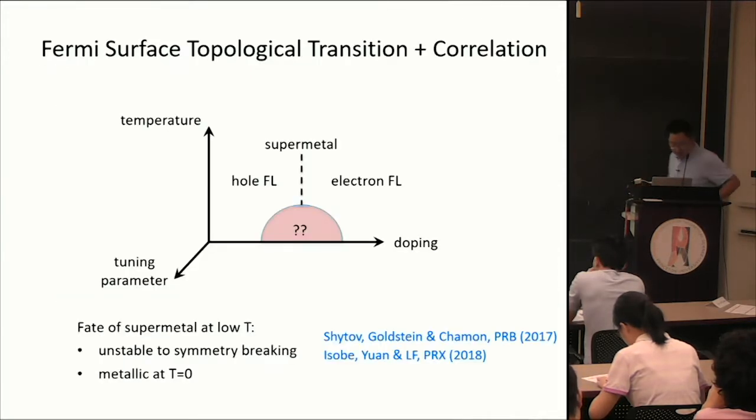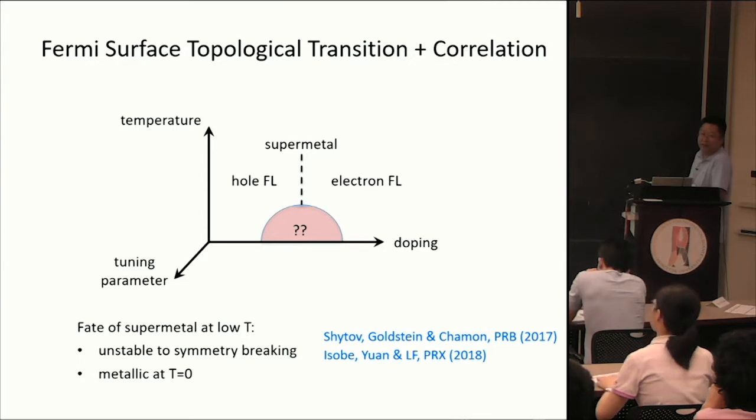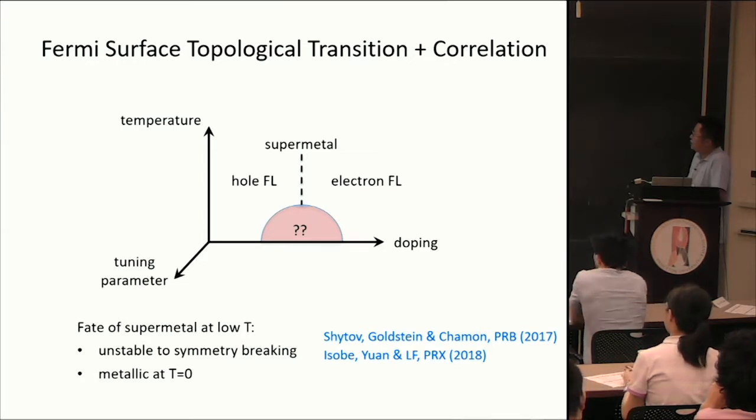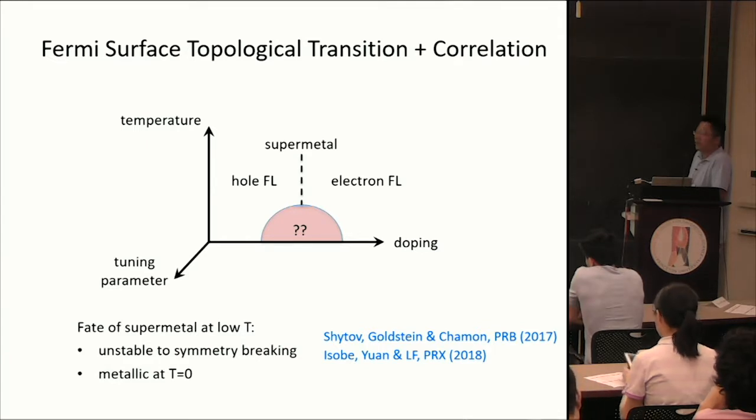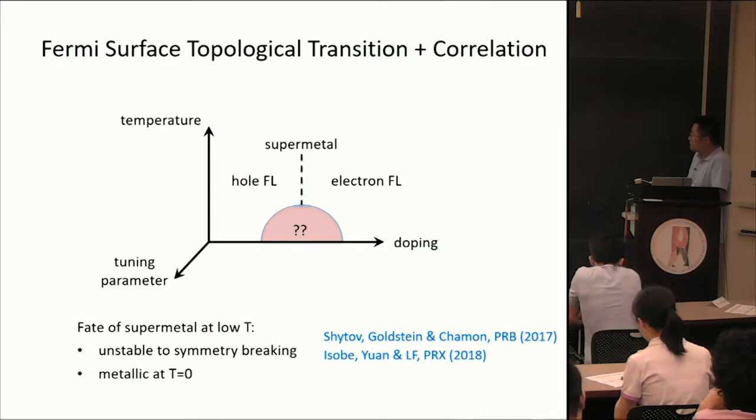Okay, so this brings us to the question: what happens to these supermetals at low temperature in the presence of electron interactions? So we know that without interaction, as we change the chemical potential, there is a topological transition of the Fermi surface. The system changes from hole type to electron type. And now the question is, what happens when the interaction effect is present? What happens at low temperature? So there are various possibilities.